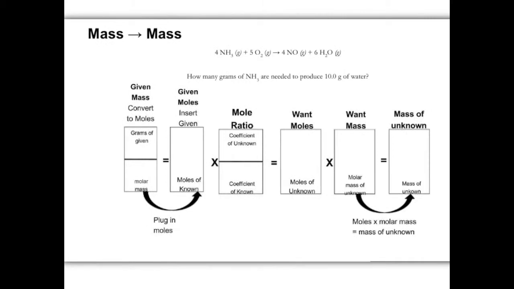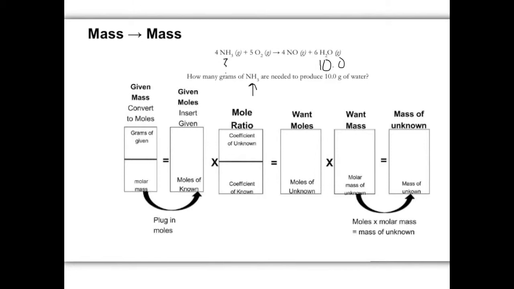Another example of mass to mass. So we're back to the ammonia. How many grams of NH3? So that's our unknown. I'm going to mark that up there. To produce 10 grams of water. So this is another thing just to be aware of. The question can ask you any combination, any pair of items from the equation. So it's not always given this reactant, how much product. It could be given one reactant, how much of the other reactant do you need? Given this much product yielded, how much of the other product is also yielded, or any combination in between.